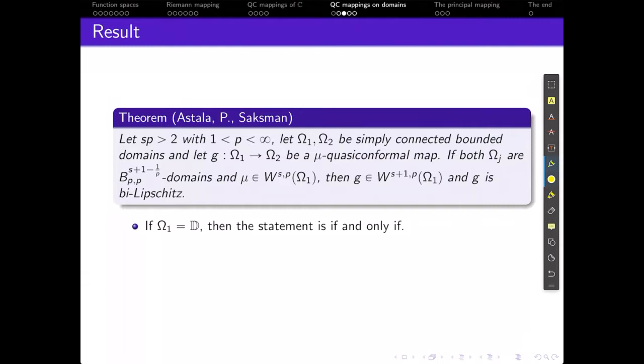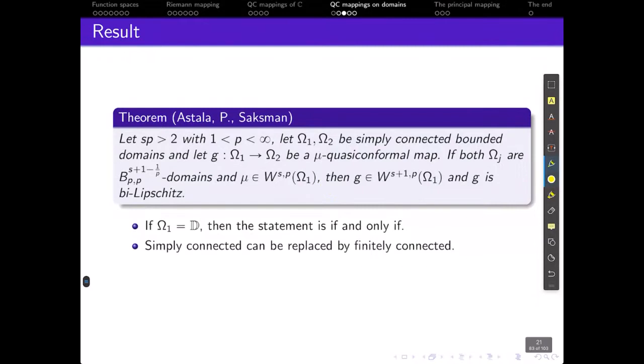and mu is... sorry, Vera. Exactly. It's a Besov domain, and mu is a Sobolev mapping if and only if G is Sobolev. Okay, so this will be if and only if.